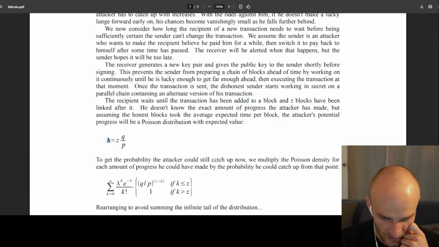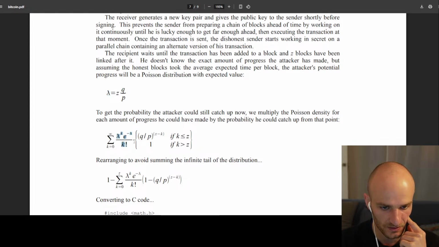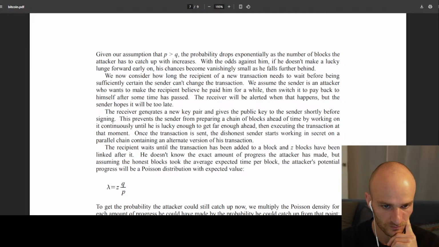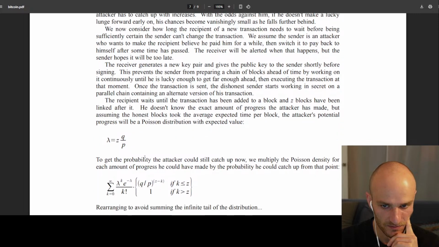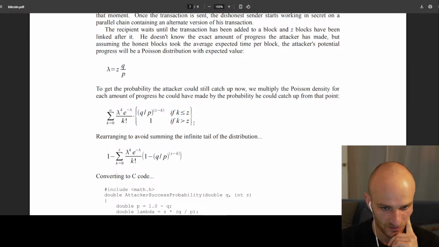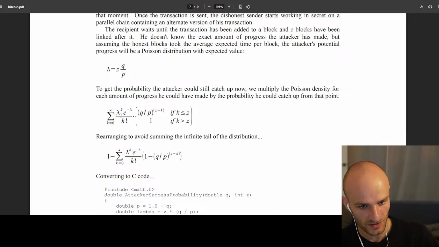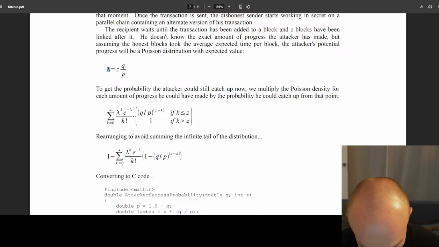So to get the probability the attacker could still catch up now, we multiply the Poisson density for each amount of progress he could have made by the probability he could catch up from that point. So this is another way to calculate probabilities in Poisson distribution. So here we have this definition of q_z in a binomial distribution. With the other assumption we've made, we have this other definition. So the probability he could catch up from that point on is another deterministic distribution, which has this aspect. So these are coefficients where lambda has been calculated here and is typical of that distribution we're observing in that moment.